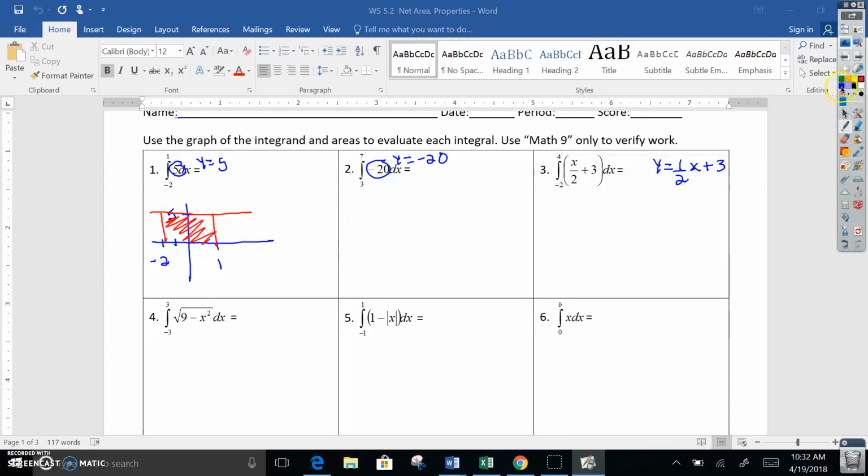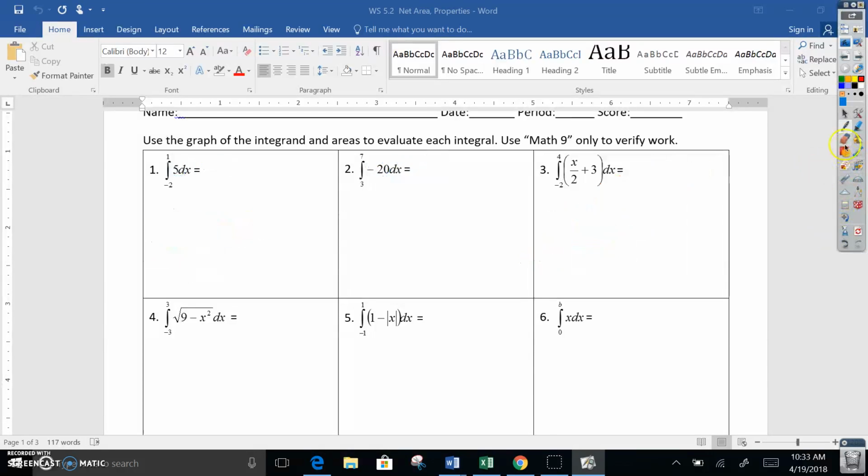In this case, over here, if I graph this line, the y-intercept is going to be 3. So I'm going to start at 3. And then 1/2 is my slope, so something like that. And I'm going to go from negative 2 to 4. So again, you're going to have to use geometry formulas to figure out the area. So just make sure you graph it correctly so that you get those sketches. You get a good idea of that area.